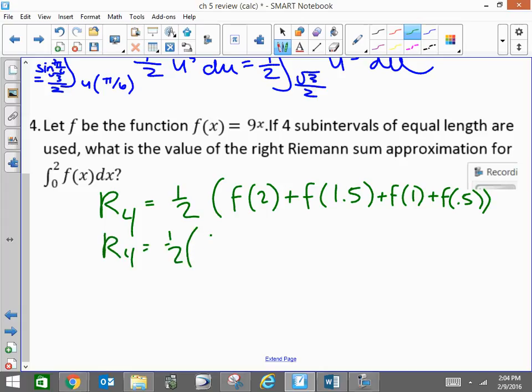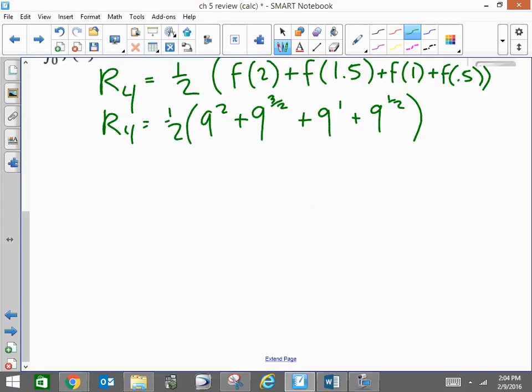That's gonna end up being 9 squared plus 9. So then we can write like 3 halves plus 9 to the 1 plus 9 to the 1/2. Now, does everybody know why she did the 3 halves and the 1/2 instead of the 0.5 and 1.5? I guess you're going to have to do a power and root. Okay, good job.